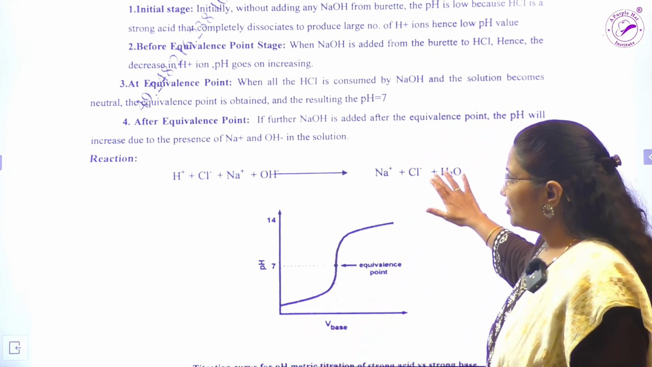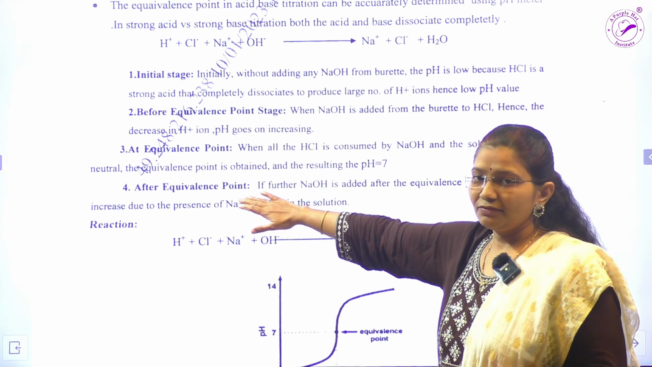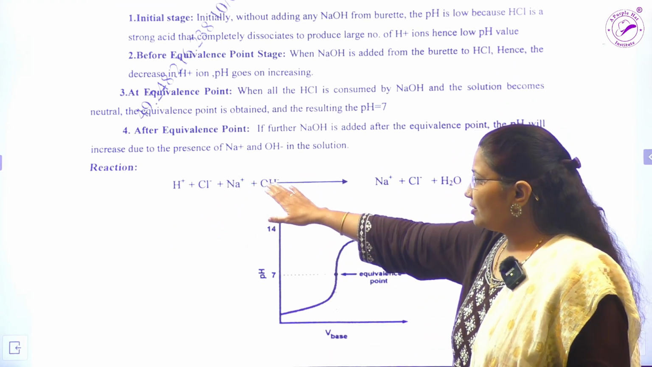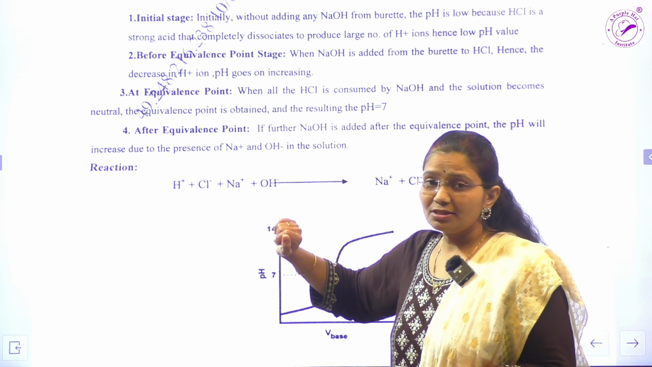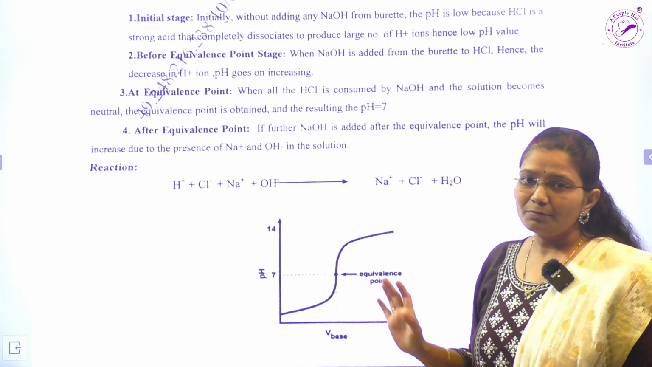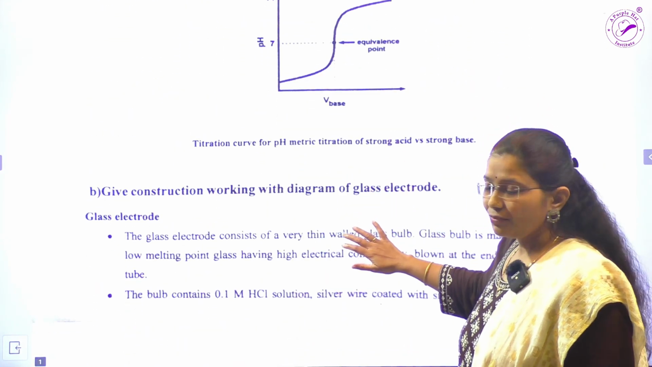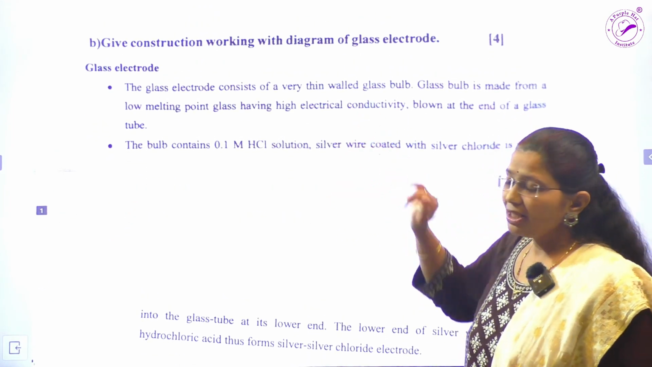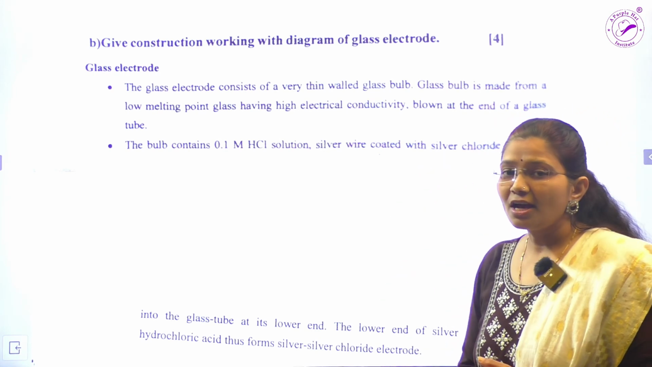So this is how you have to explain these 3 stages: before equivalence point, at equivalence point and after equivalence point, what things occur, and you will have to write the reaction. When you add NaOH to the HCl solution, there is a formation of NaCl plus water, that is salt plus water. So this is how you can write the answer of this first question. Then the second question, question number 3b, is: give construction and working with diagram of glass electrode.